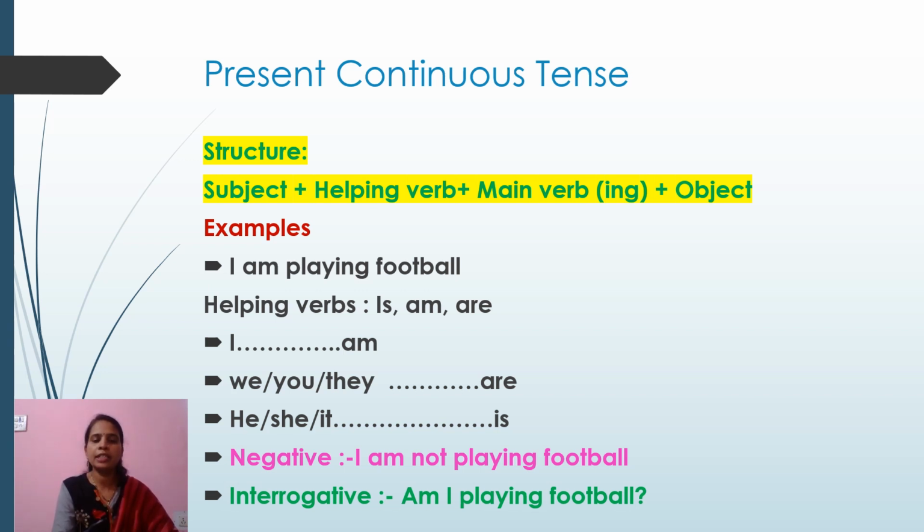While making negative sentence, what we do is we put not just before the main verb. I am playing football, it becomes I am not playing football. We have added not in front of the main verb, playing. While making interrogative, again we have brought forth the helping verb, that is am. Am I playing football? It becomes interrogative.